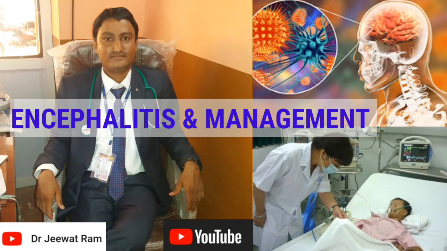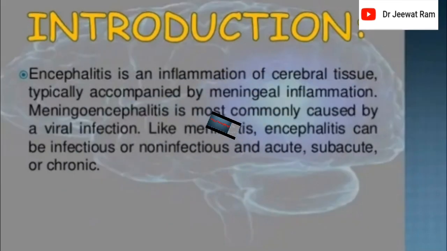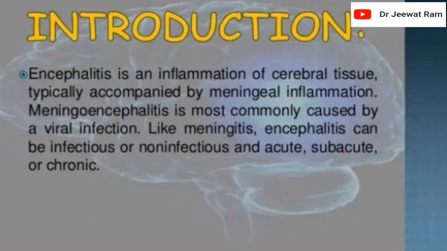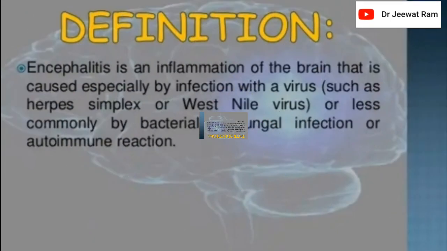Today I will discuss encephalitis and its treatment. Introduction. Encephalitis is an inflammation of cerebral tissue, typically accompanied by meningeal inflammation. Meningoencephalitis is most commonly caused by a viral infection. Like meningitis, encephalitis can be infectious or non-infectious, and acute, subacute, or chronic.